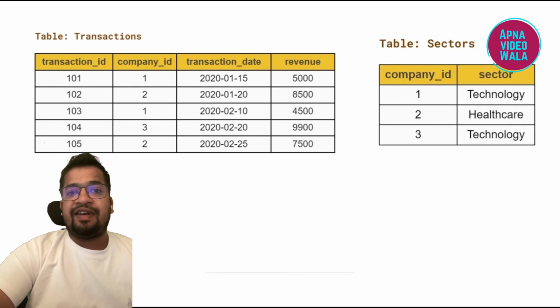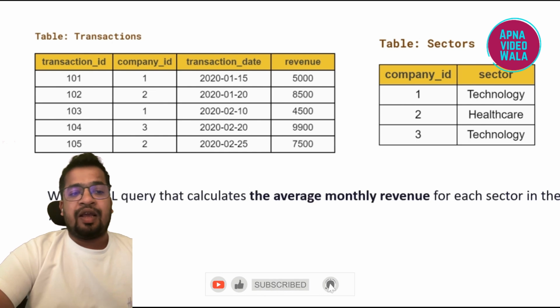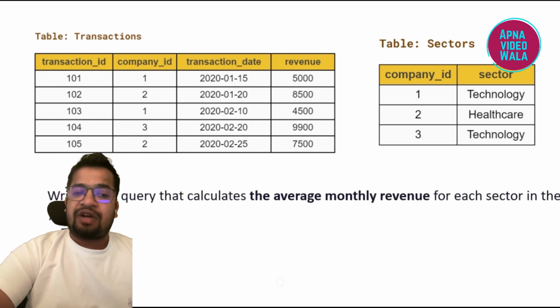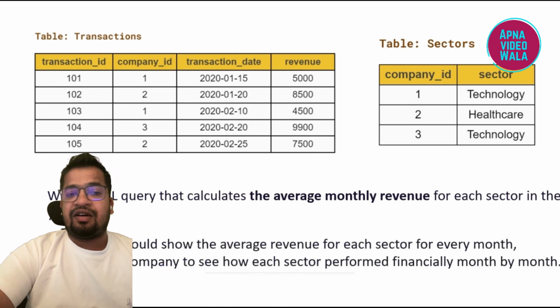Now the second table is the sector table. The sector table maps each company to its respective sector. It has two columns, company ID and sector. The company ID is the unique identifier for each company, corresponding to the company ID in the transaction table, and the sector is the sector to which the company belongs.